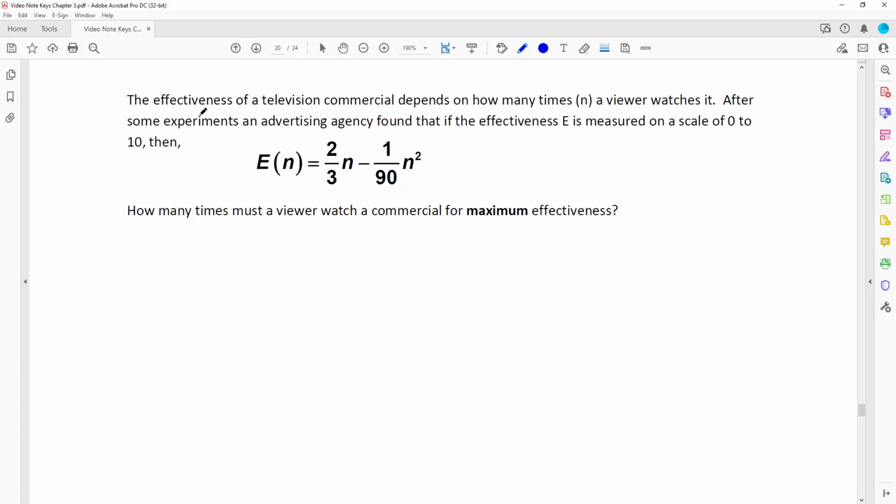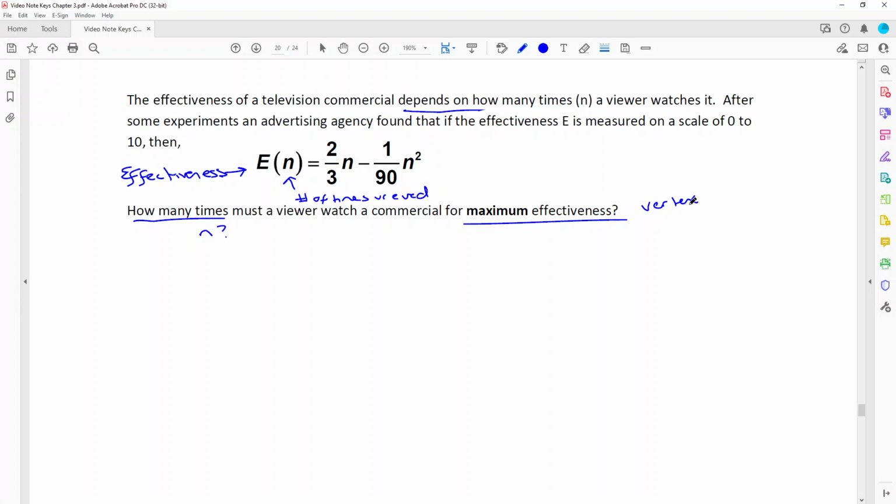Well, the effectiveness of a television commercial depends on, so is a function of, how many times a viewer watches it. So E is the effectiveness of a commercial based on N, which is the number of times it's viewed. And it's given by the equation, effectiveness is a function of the number of times viewed equals 2/3 n minus 1/90th n squared. How many times must a viewer watch a commercial for max effectiveness?